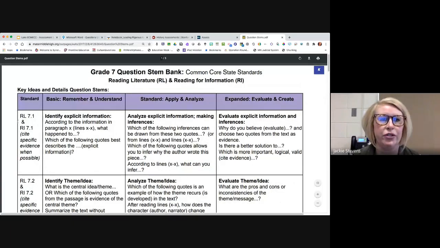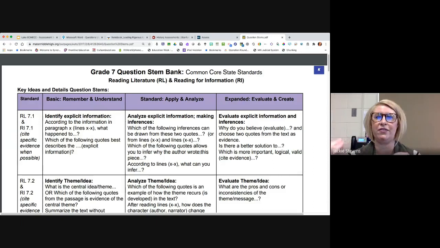So for reading literature and reading informational text, cite specific evidence when possible. They have basic, the levels remembering and understanding, then standard, meeting the standard level at the applying and analyzing level, and then expanded, evaluate, and create. And so it has sample question stems specifically for reading. So you would say, which of the following inferences can be drawn from these two quotes? And that's helping students infer from the text evidence.